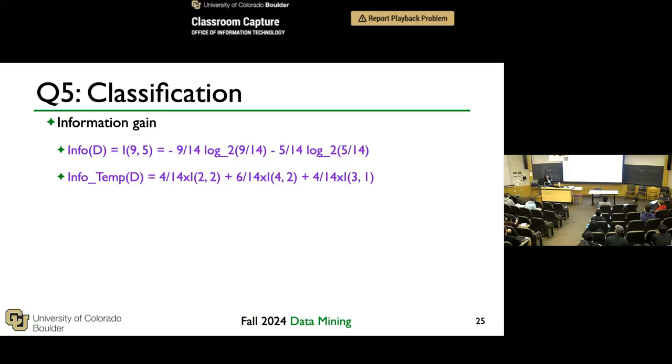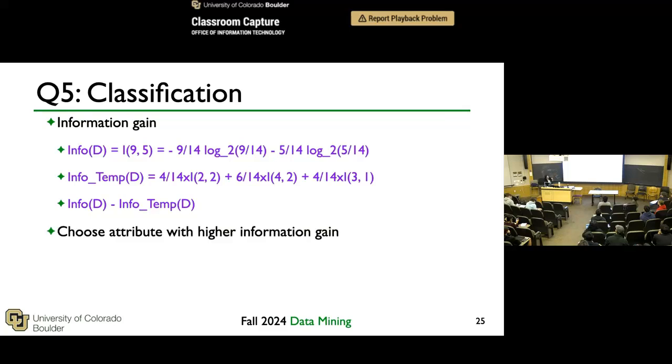So you see, we know how to do the information calculation, and then once you have that, you're basically looking at the gain. Now we say, okay, we need to choose the one with a high information gain. Why? Lower information means pure or more uniform class distribution.